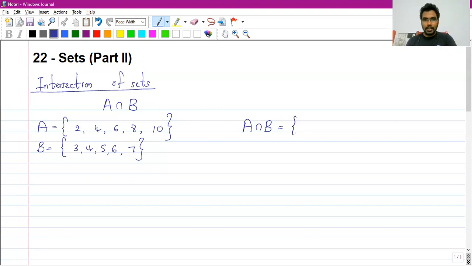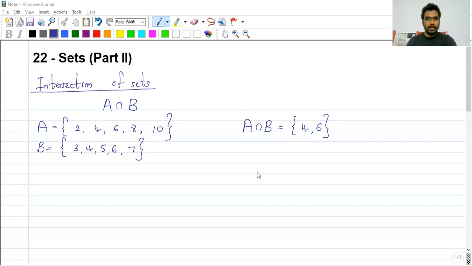So what are the common elements? 4 and 6. From this we can say A intersection B is 4, 6. So this is the intersection of A and B. I think you can understand. So shall we do a small example? From that, I think you can understand it well.